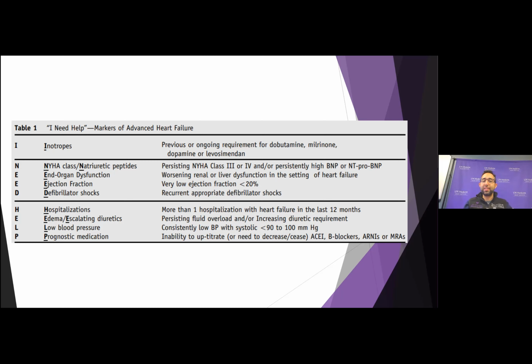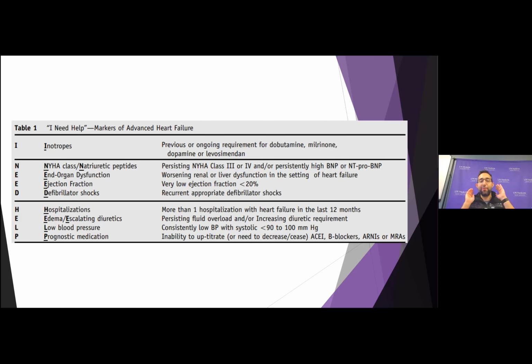Edema or escalating diuretics, so they have a persistent fluid overload state and you keep increasing diuretics to very high levels. Low blood pressure, where you either cannot enable or are unable to put them on guideline-directed medical therapy, or you're weaning or decreasing doses of guideline-directed medical therapy.